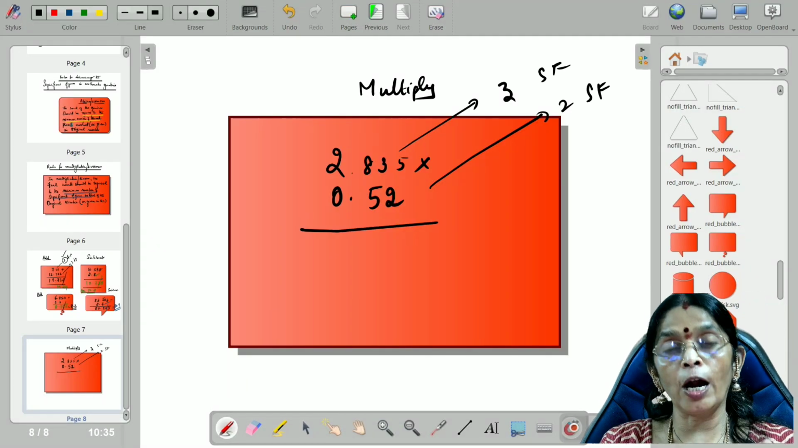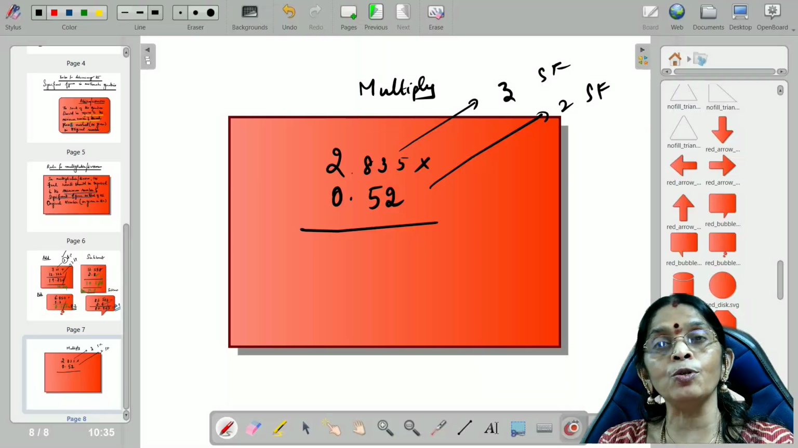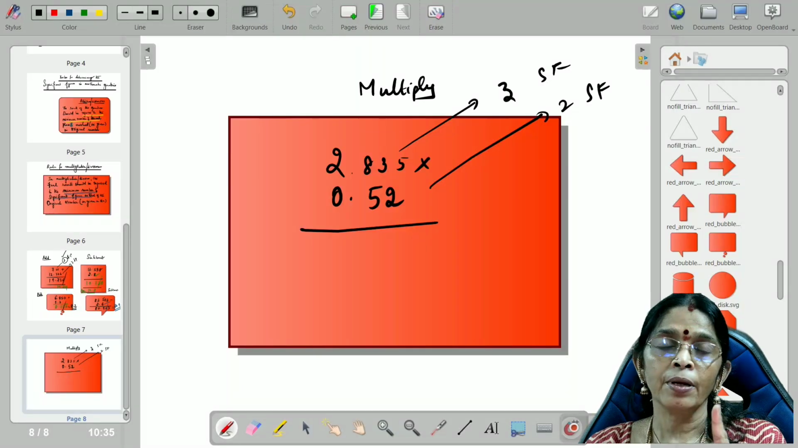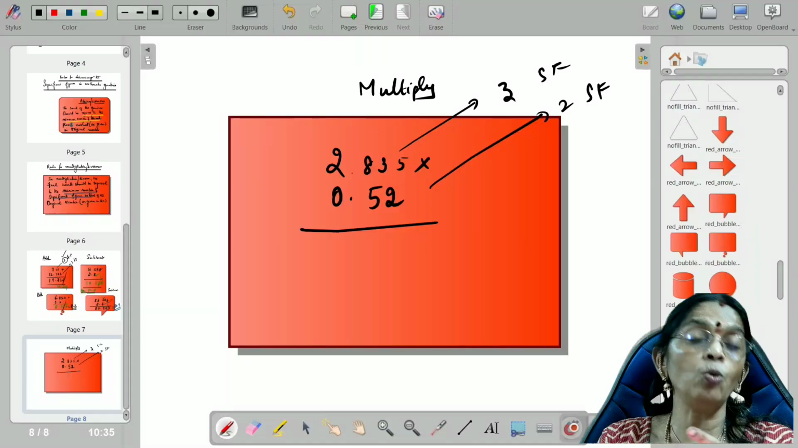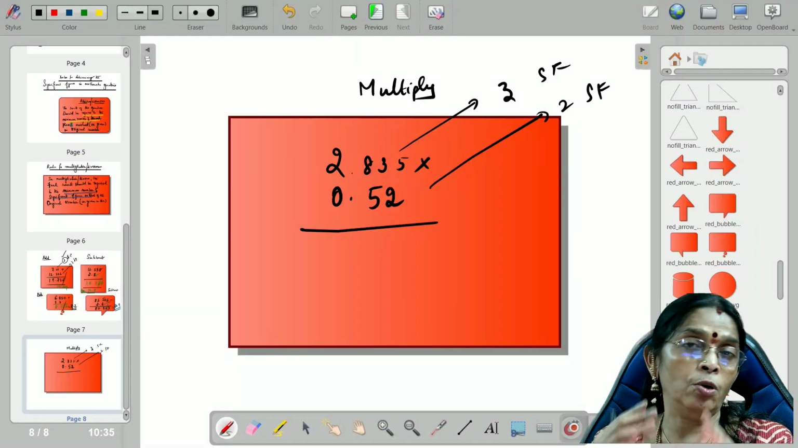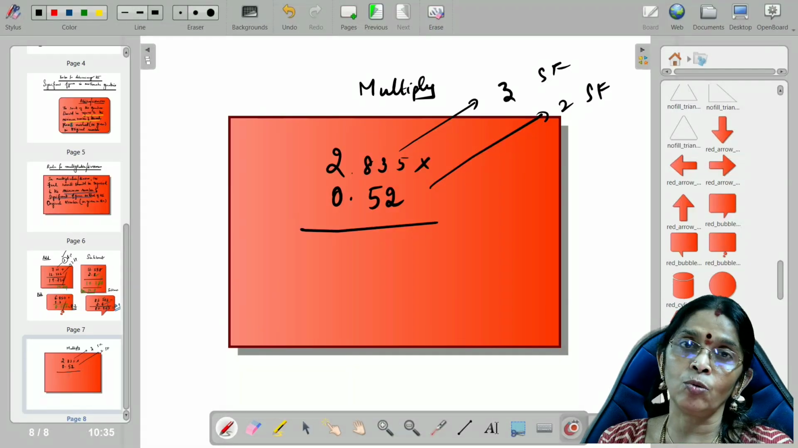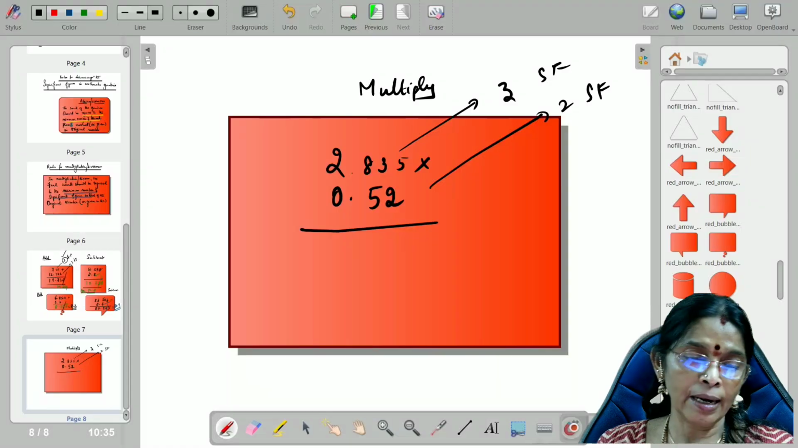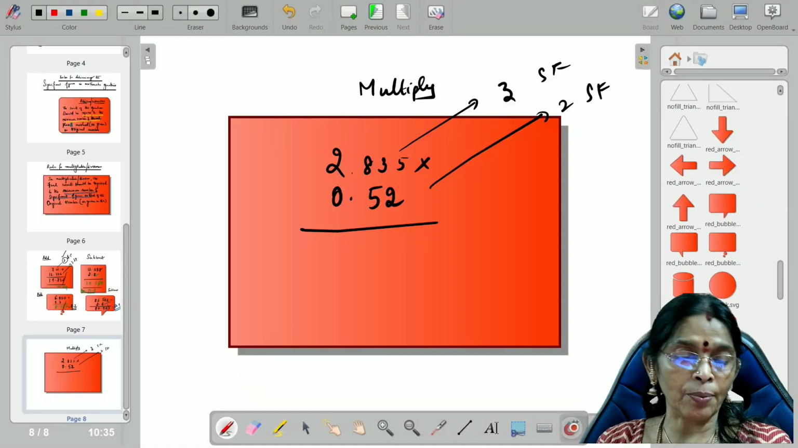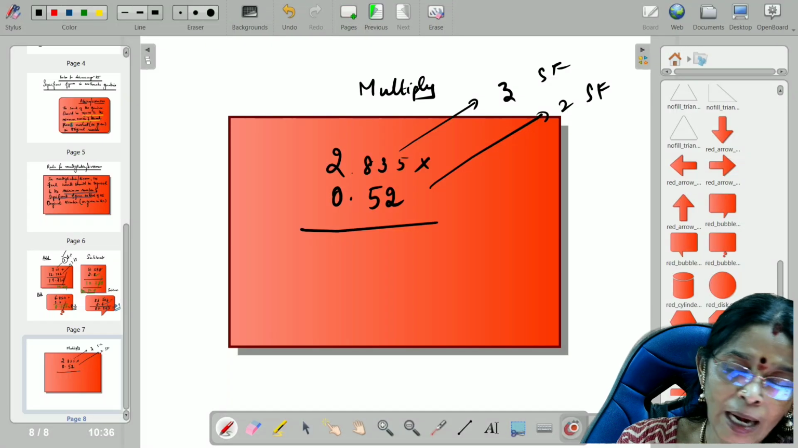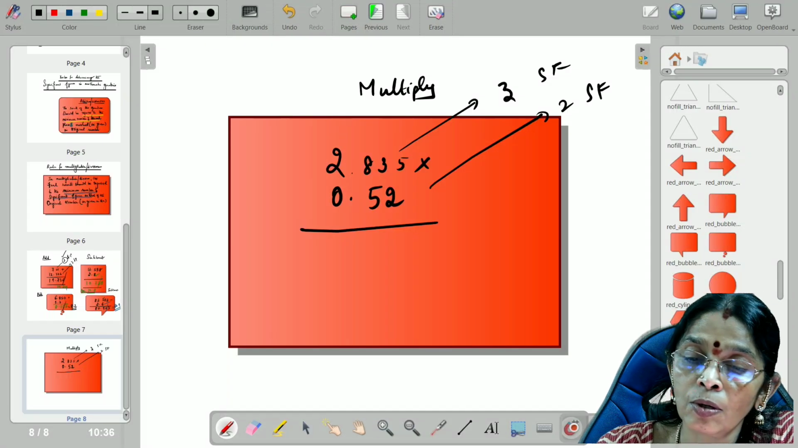So for arithmetic operation also you have to know these 2 rules. Number 1, the number of significant figures. Number 2, how to round off. If you know these 2 rules, then only you can do this. Understand, children? Okay. So it is actually a blend of all the 3 concepts here. So now multiply this.